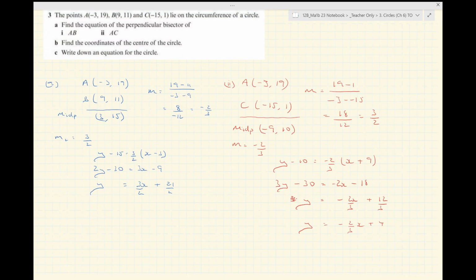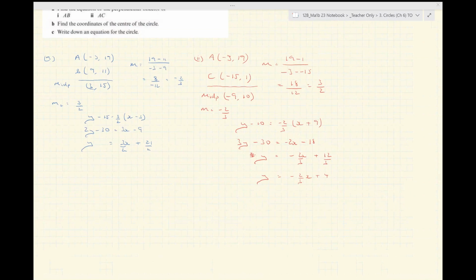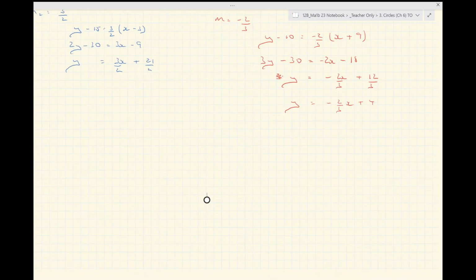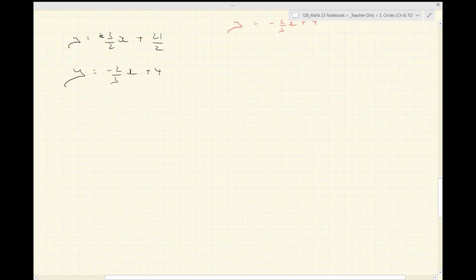I need to find the coordinates of the centre of the circle. To find the coordinates of the centre of the circle, well, I know that those two perpendicular bisectors, the perpendicular bisectors of a chord, will go through the centre of the circle, and so I know that both of those equations will go through the centre of the circle, so I can solve them simultaneously. So I've got y equals 3 over 2x plus 21 over 2, that's the first perpendicular bisector, and I've got y equals minus 2/3 of x plus 4, that's the second perpendicular bisector, and I'm going to solve them simultaneously.